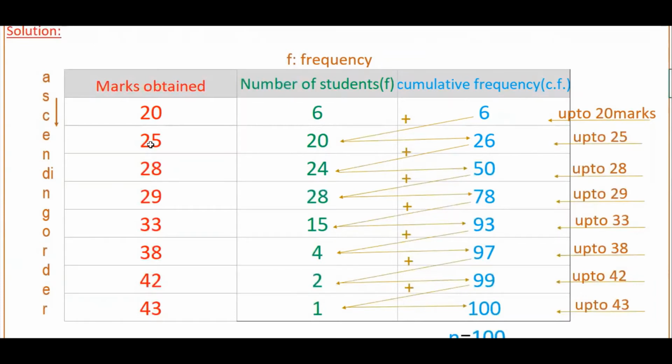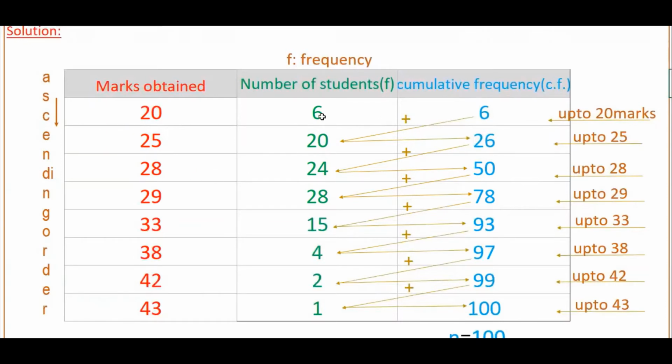Cumulative frequency means, if you see here, 6 students got only 20 marks, and 20 students got only 25 marks. But 20 plus 6, that is 26 students got up to 25 marks. That includes the 20 marks students also. Similarly, 24 plus 20 plus 6, that is 50. So 50 students got up to 28 marks, but only 24 students got 28 marks. This is the difference, only and up to.